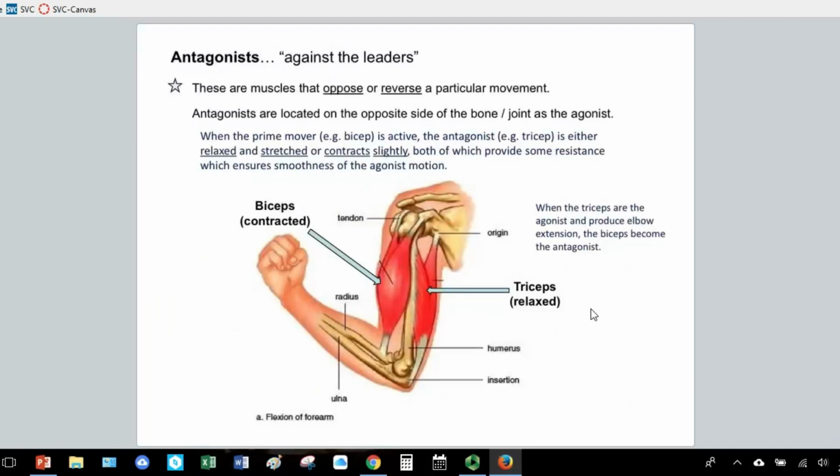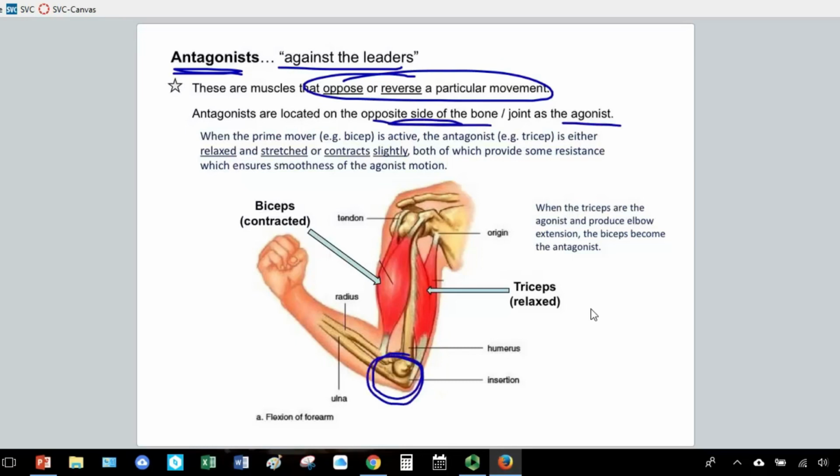Then you have something called the antagonists, or against the leaders. These are muscles that oppose or reverse a particular movement. Antagonists are located on the opposite side of a bone as the agonist. So here we have the elbow joint, and the prime mover of elbow flexion is the bicep, which makes the tricep antagonist to this movement.